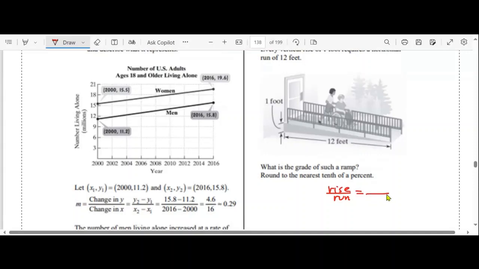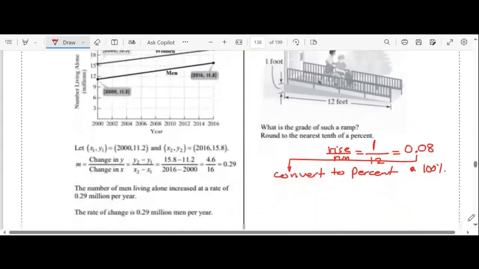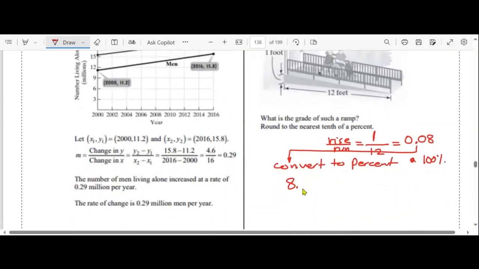Okay, so now we're going to look at the rise. The rise is 1, and the run is 12. That gives you 0.08. And now I have to convert this to a percent, which is 8 multiplied by 100%. So that gives you 8.3%.